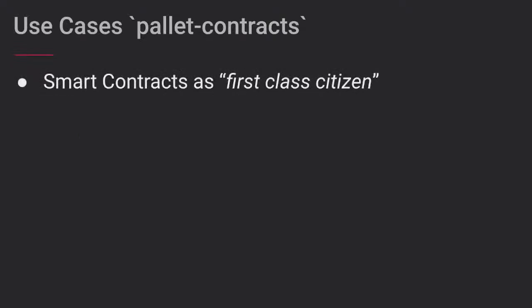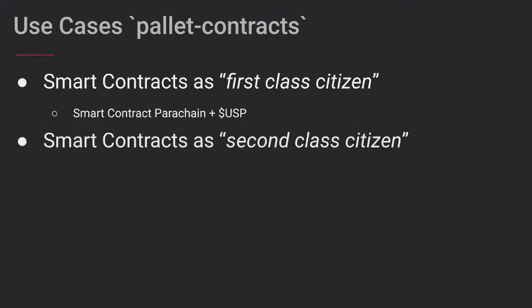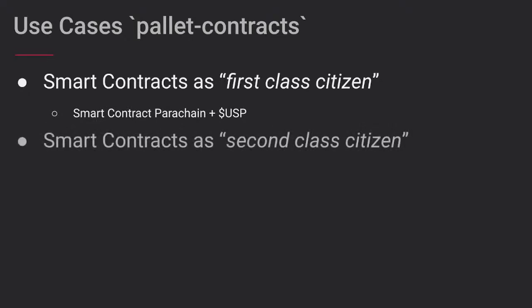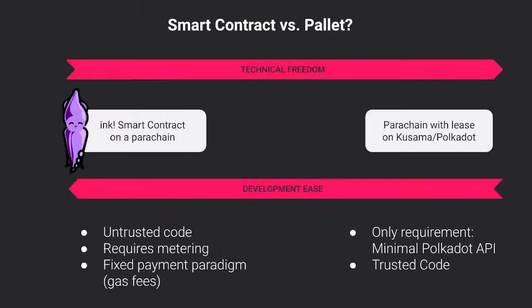And then indeed, you can just treat those smart contracts as first-class citizens, and you can think about building your complete business logic as an Ink smart contract and deploying it on an existing parachain.